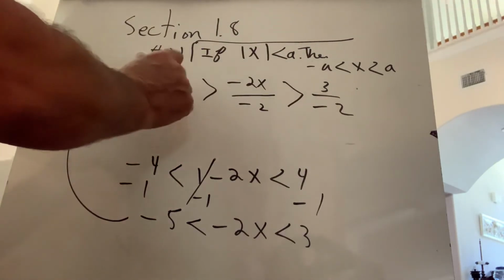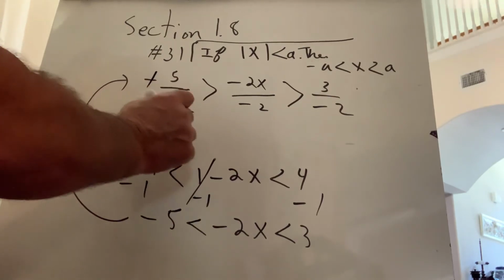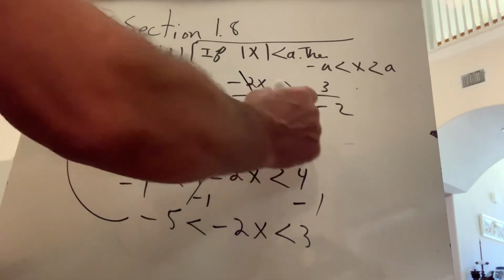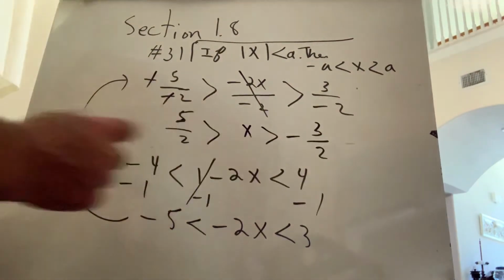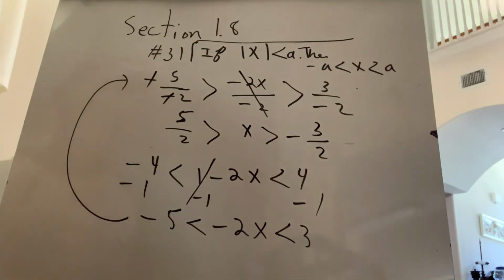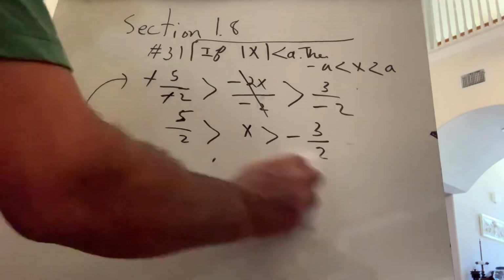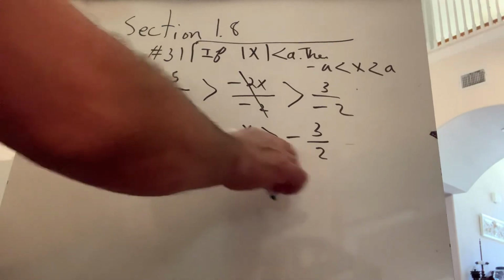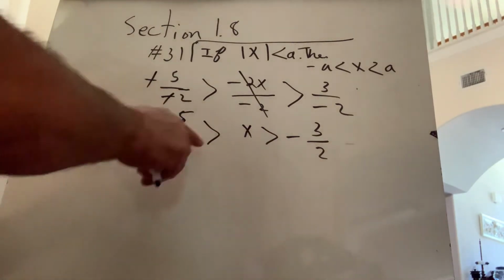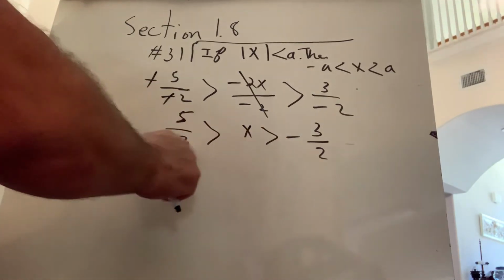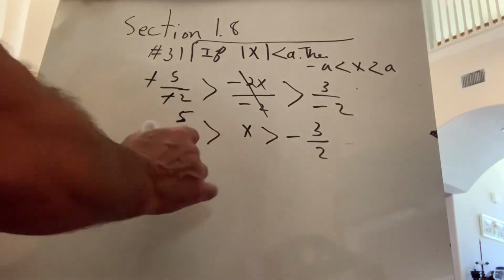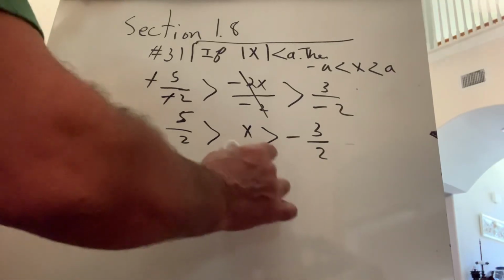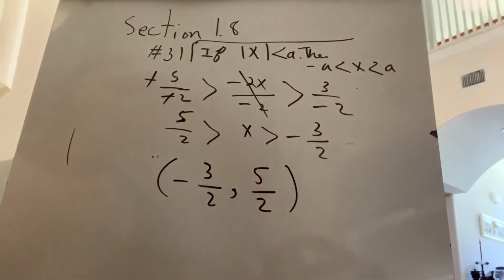Now the negative cancels the negative, so that becomes 5/2 greater than x, and then greater than negative 3/2. There's your solution. Let me write it in interval notation, which is the way they always want to see the final answer. In interval notation, it will be all numbers that are strictly greater than negative 3/2 and strictly less than 5/2. Because there are no lines under the inequality symbols, the endpoints are not included, so it will be parentheses on both sides: negative 3/2, comma, 5/2. And there is your solution written in interval notation.